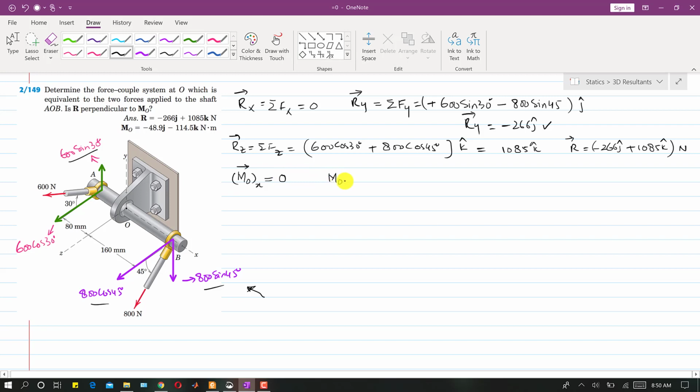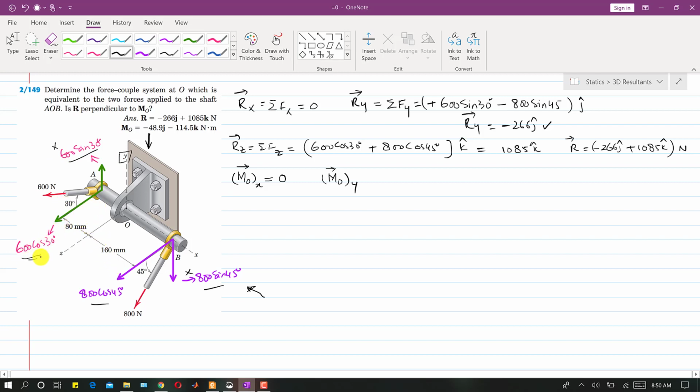To find the component of the moment about O along y, we will observe these forces from this direction, from the y direction. As we can see, this sine component and this sine component are parallel to the y-axis, so they will not produce a moment about the y-axis. So only these two components are producing the moment about the y-axis.